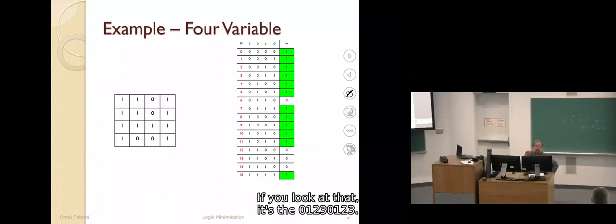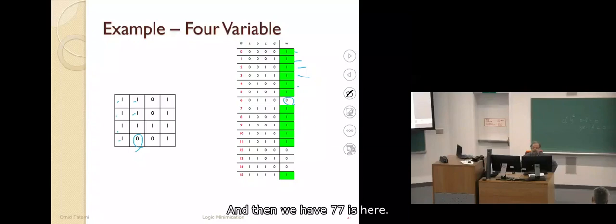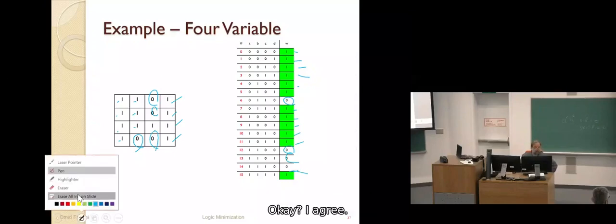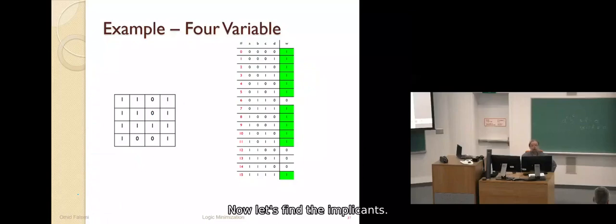If you look at that, it's 0, 1, 2, 3, 0, 1, 2, 3. Then we have 4 and 5, 4 and 5. And then we don't have 6. We don't have 6. And then we have 7. 7 is here. Then we have 8, 9, 10, 11. And then we don't have 12, 13, 14. And then we have 15. So this is the Karnaugh map of that table. Okay? Agree? Okay. Now let's find the implicants.